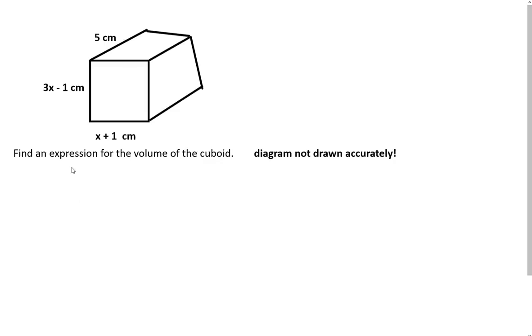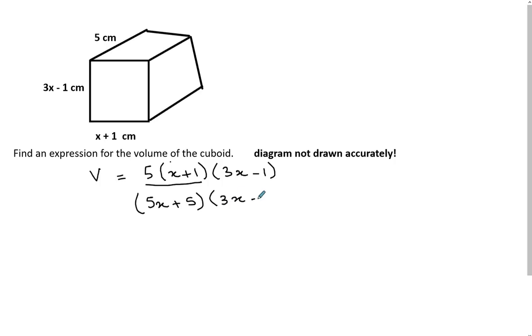the formula for it. Okay, so volume equals, and now if you have a number, just leave the number for the moment, and actually put the 5 and then the x plus 1 and then the 3x minus 1. And looking at it, it seems easier to expand this first. So we've got 5x plus 5, and you've got 3x minus 1. Okay, let's expand it out.